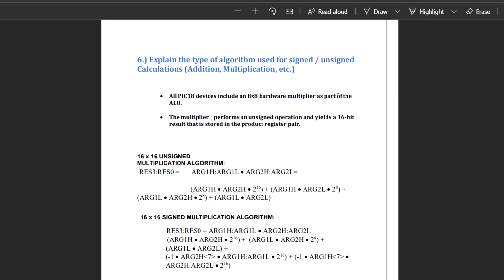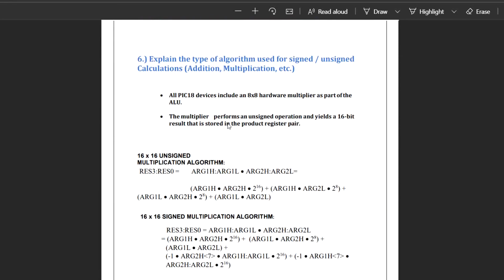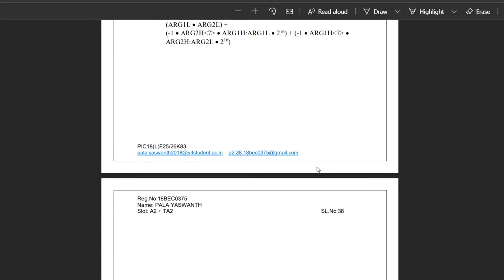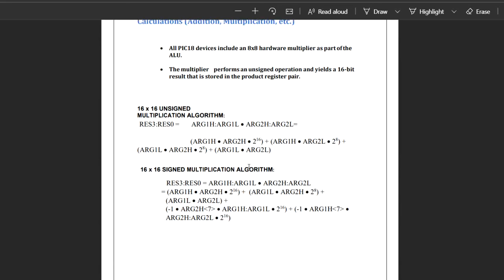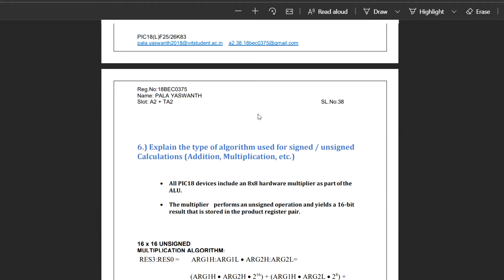It was about explaining the type of algorithm used for signed and unsigned calculations, both for addition and multiplication. So all PIC18 device families include an 8x8 hardware multiplier as a part of the ALU. We have clearly shown the algorithm for multiplication and addition, both signed and unsigned, in 16x16 bits.